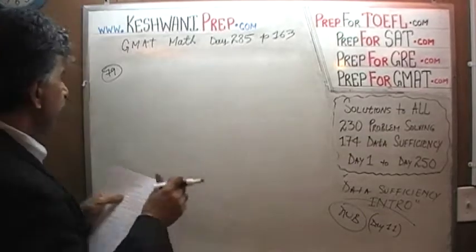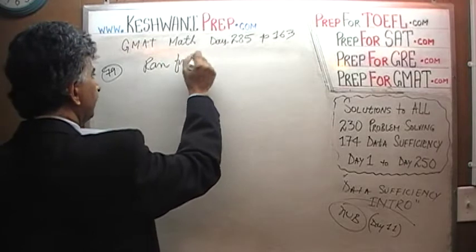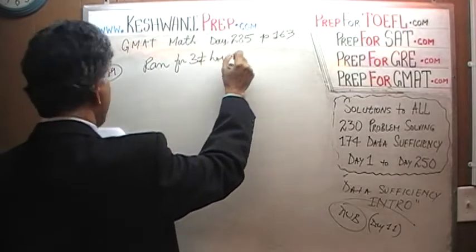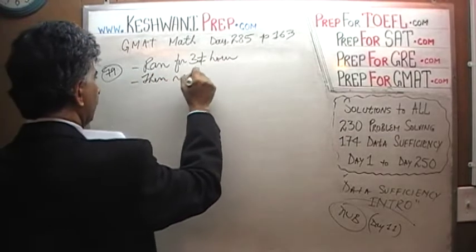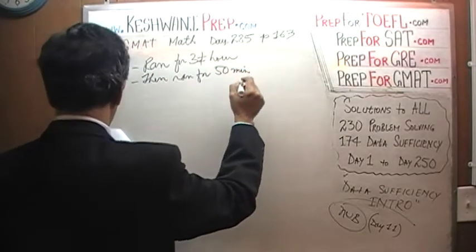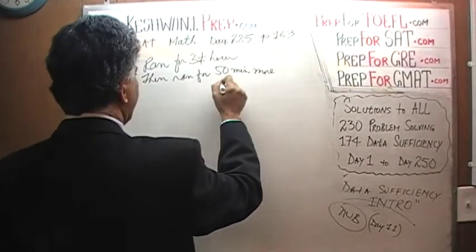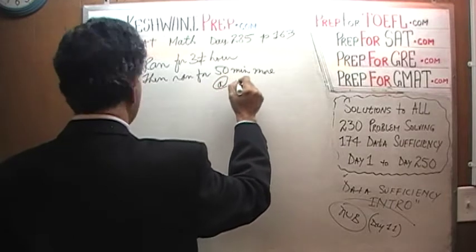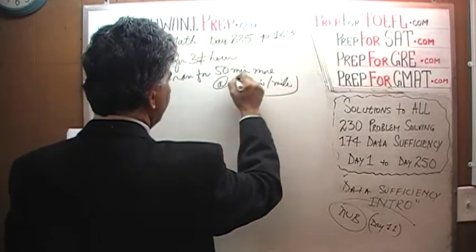In number 79, we are told that we ran for 3¾ miles. Then we ran for 50 minutes exactly. 50 minutes more at 8 minutes per mile. The speed is very important.